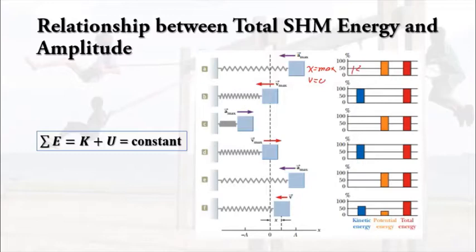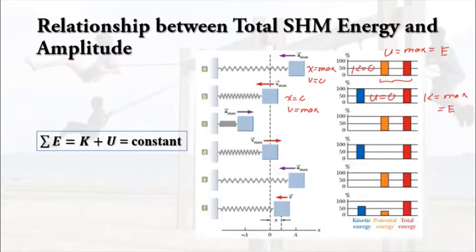Therefore, we have K equals 0 here, and our U, our potential energy, is at its maximum value, which is equal to the total energy. These two have the same value. When the object moves until its equilibrium position, where we assume x equals 0, at this point the velocity is at its highest value. So v equals maximum value. At this position, we have U equals 0. And according to this bar chart, our kinetic energy is now at its maximum value, which is equal to the total energy.